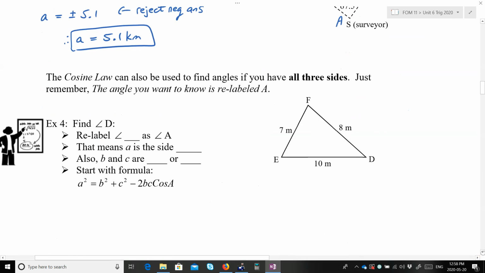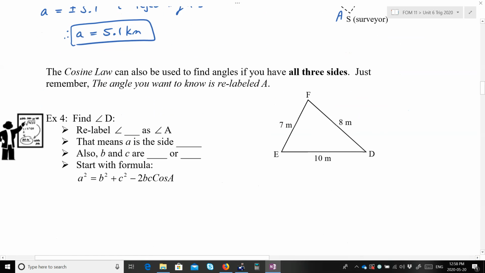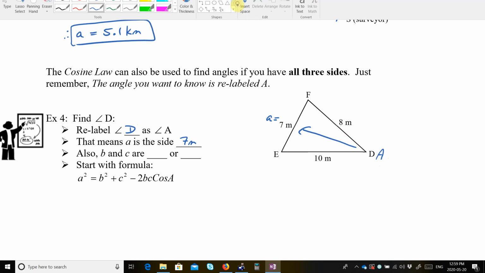Alright, and now we will switch gears here. The cosine law can also be used to find angles if you have all three sides. Just remember, the angle you want to know is relabeled A. So they want us to find angle D, so we relabel angle D as A, and then this helps us label our sides. That means little a is the side 7 meters, right? Because little a will be across from capital A, like so.